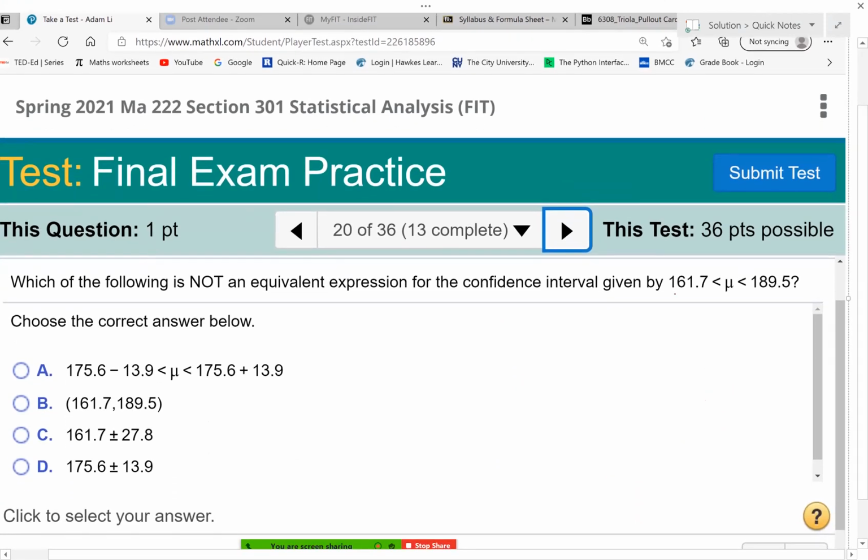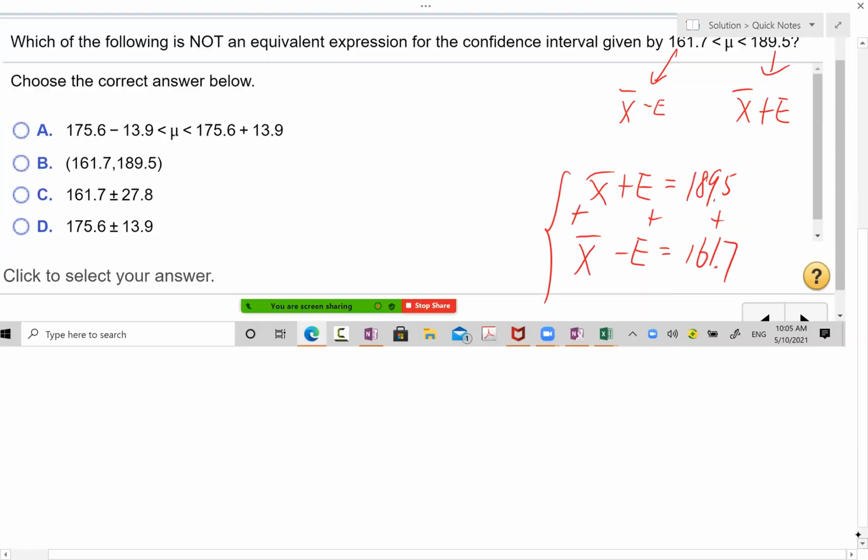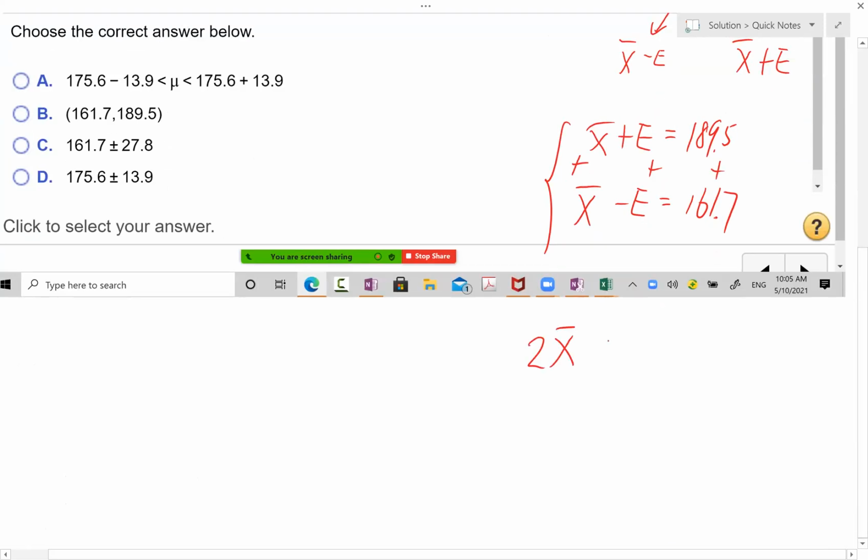So the lower limit is the sample mean minus the margin of error. The upper limit is the sample mean plus the margin of error. So again, we're going to have a system of linear equations. X bar plus margin of error, the upper limit, is 189.5. Sample mean minus margin of error is 161.7. If you add the two equations, we'll be able to find the sample mean right away. So we get twice the sample mean, the margin of error gets canceled, adding 189.5 plus 161.7.